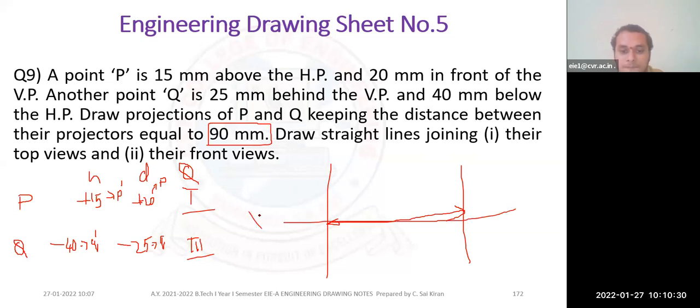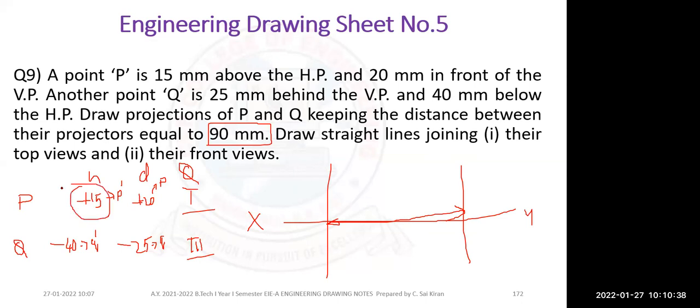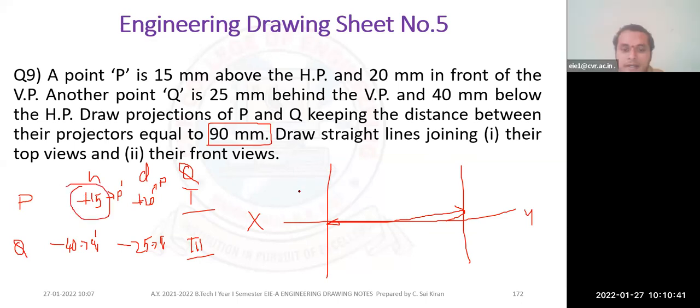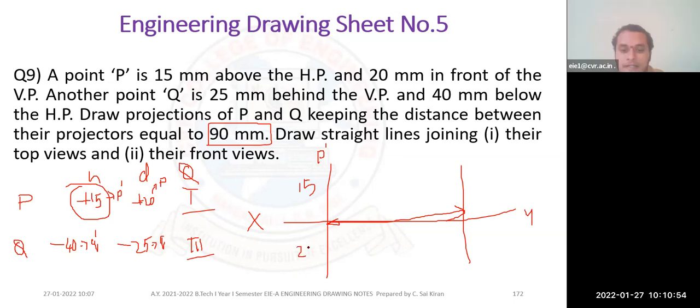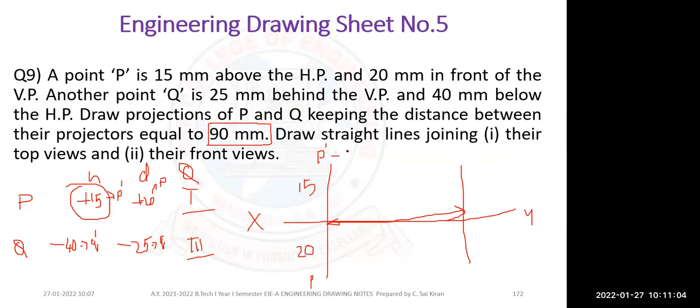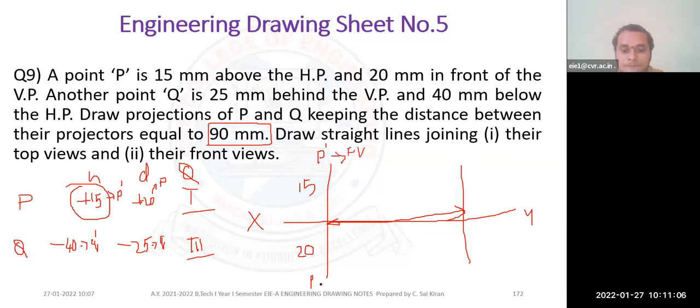So this is my XY line. Here H is plus 15. So it will be above the XY line or below the XY line? Above. So above at a distance of 15, I have to write it as p dash. And the D distance is plus 20. So it will be above or below the XY line? Below. So here I have to take a distance of 20 mm and write the letter p. Can you tell me, p dash is the front view or top view? Front view. p dash is the front view and p is the top view.